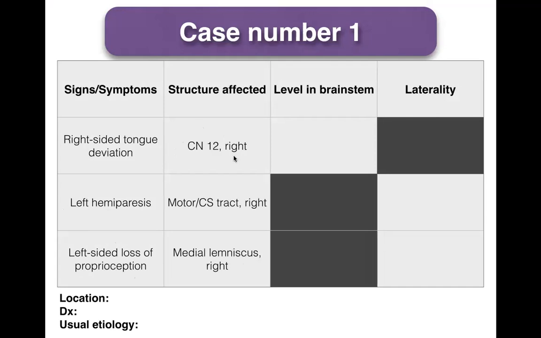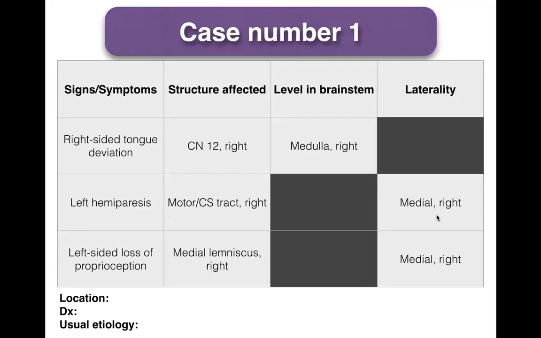We all know that cranial nerve number 12 is located in the medulla, while the motor tract or the corticospinal tract and the medial lemniscus all begin with the letter M. Thus, they are medial in laterality. So by simply stringing this together, this and this will give you the exact location.